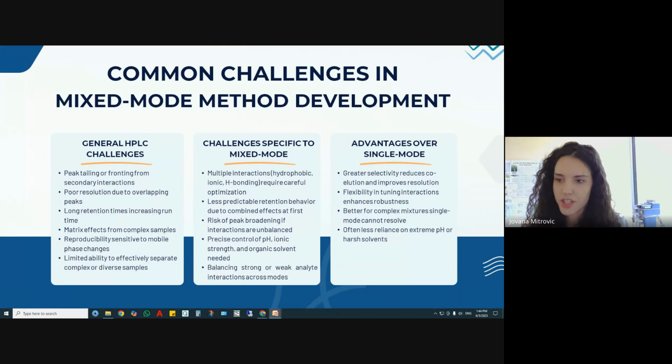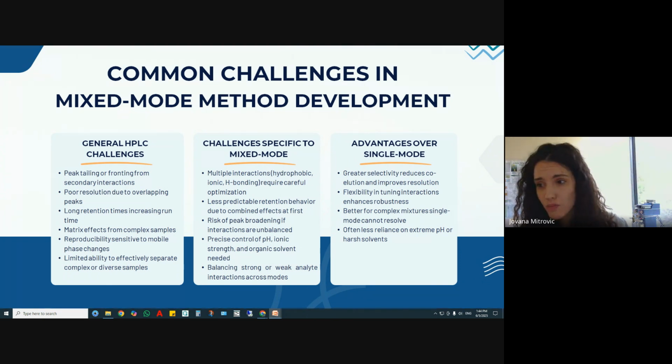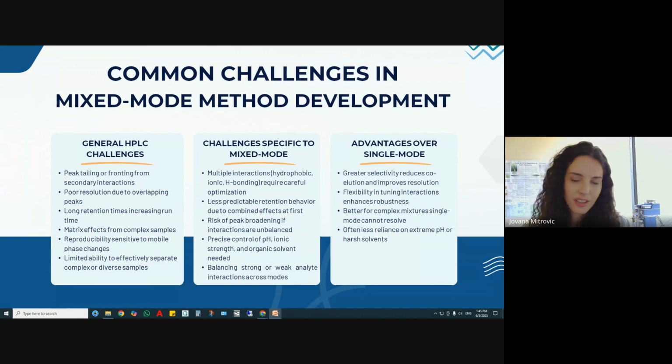Now let's talk about mixed mode challenges. With multiple interactions, such as hydrophobic, ionic, and sometimes hydrogen bonding, retention can be less predictable at first. It can also lead to peak broadening if one interaction dominates too much, or if the column operates in multiple modes at the same time and the balance between those modes isn't optimized, which can lead to poor peak shape. Also, precise control of pH, buffer strength, and organic content is crucial. So small tweaks in mixed mode can have a very big impact, and it takes some experience to find the right balance. Too strong or too weak interactions can throw off retention and resolution.